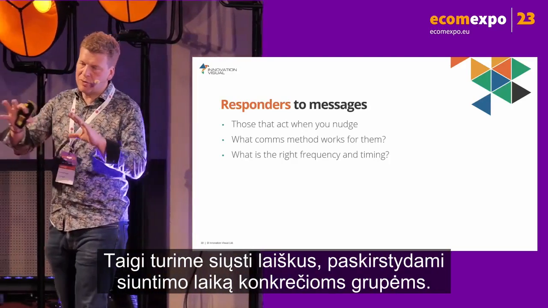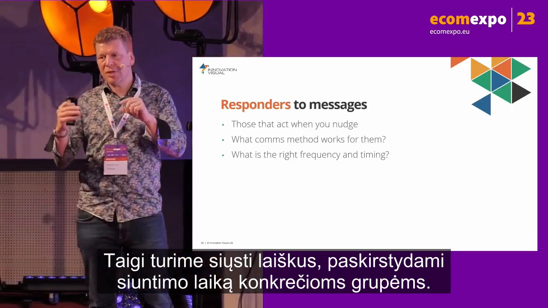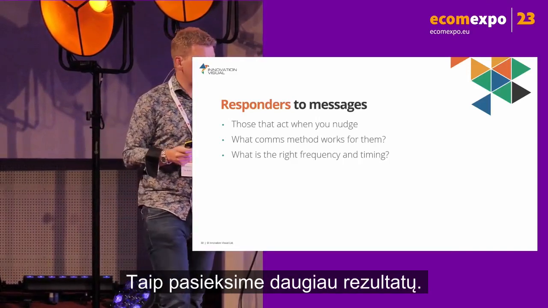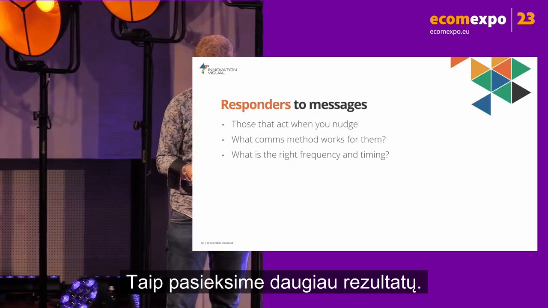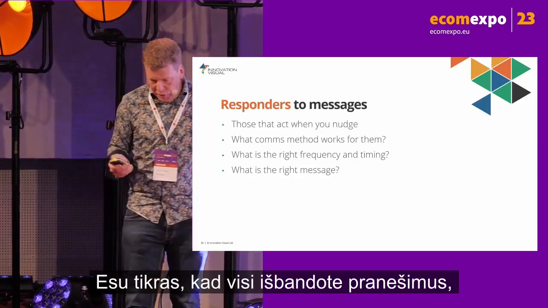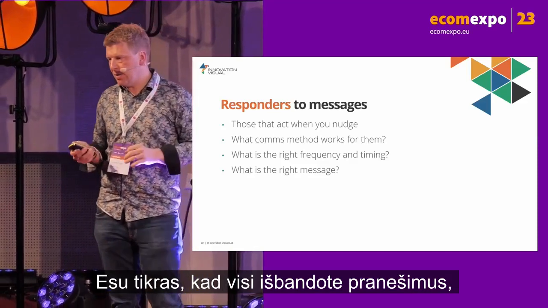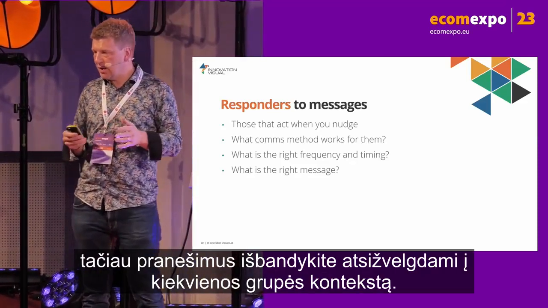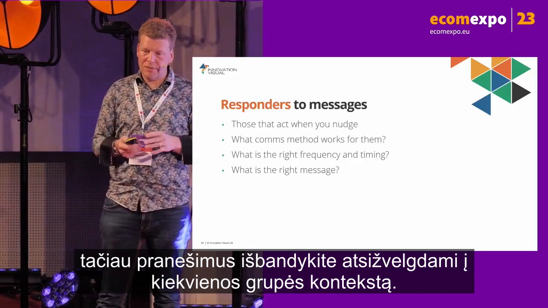So what we'll do is when we're sending out mailings, we'll actually stagger sending times specific to cohorts. We will get more results that way. And then also the right message. I'm sure you're all testing the messages, but make sure you're testing messages in the context of each individual cohort.